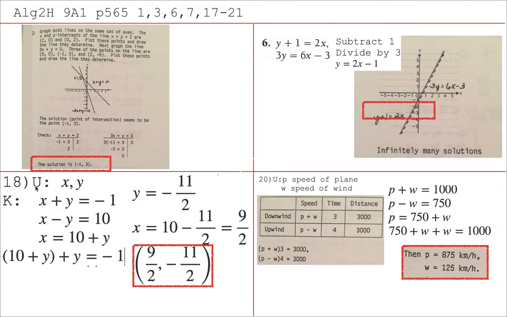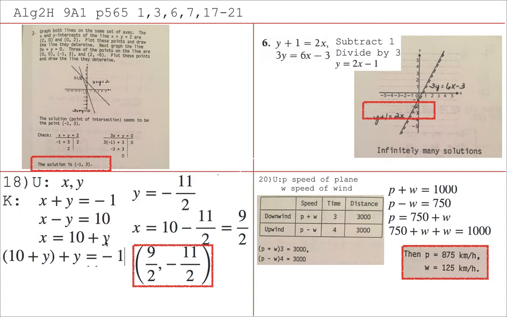Number 18. We don't know what these two numbers are, so let's call them x and y. Once we pick letters from the alphabet, then we can see that it's much easier to construct these equations. When you add them up, you get -1, and when you subtract them, you get 10. Looking at these four different variables right here, I think the easiest one to solve for would be x, because when I add y to both sides, it becomes 10 plus y, and we like addition. So x is equal to 10 plus y.